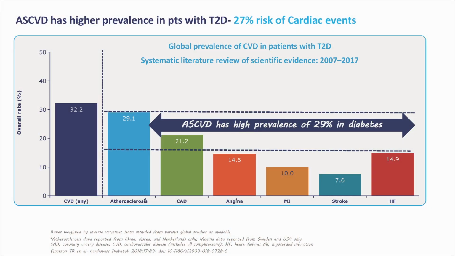So atherosclerotic cardiovascular disease has higher prevalence in patients with type 2 diabetes, with a 27% risk of cardiac event. So you can imagine, cardiovascular disease because of any cause is almost 32%, atherosclerosis 29%, CAD is 21%, and angina, MI, again they are 10 to 15%, and even heart failure today is a very big problem in type 2 diabetes, which is close to 15 to 20%.